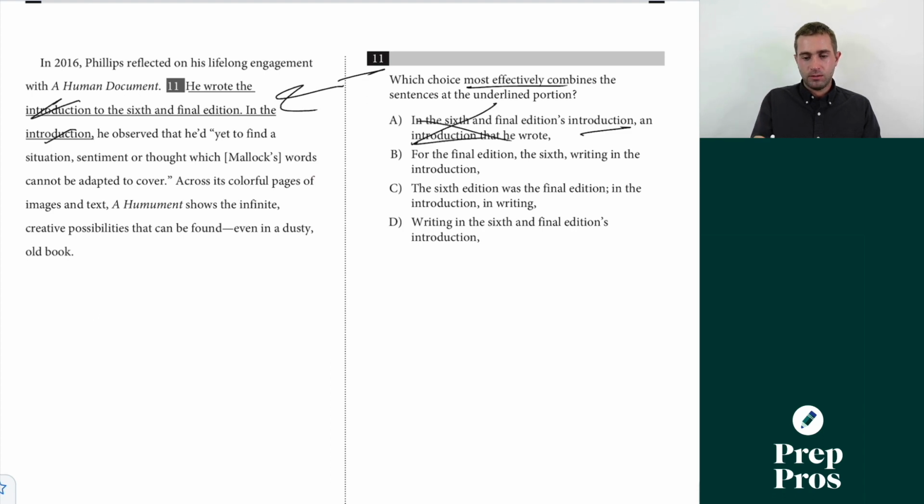Introduction, redundant. For the final edition, the 6th, writing in the introduction, this is just some very weird phrasing, but also a bit redundant. For the 6th edition was the final edition. In the introduction, in writing is completely unneeded and repetitive there. D, just our most concise one, is correct here. Writing the 6th and final edition's introduction, he observed that he'd yet to find a situation, sentiment, or thought which Malick's words cannot be adopted to cover.